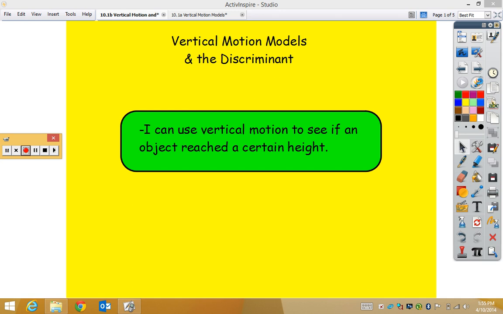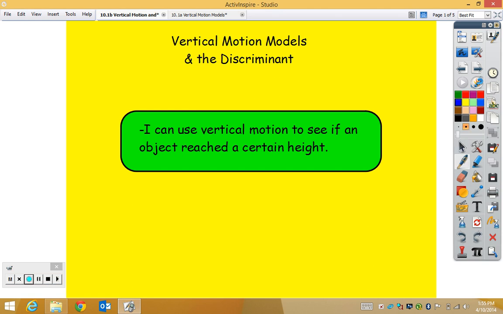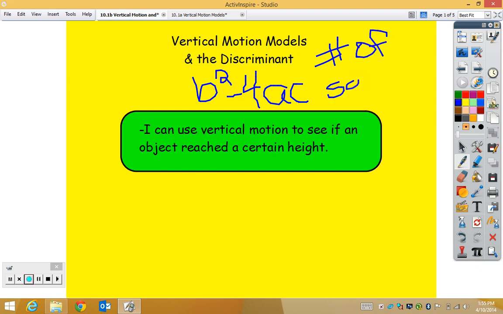So in this video, we're going to continue talking about vertical motion, but now we're going to talk about the discriminant. Remember, your discriminant is b squared minus 4ac. And really, the point of the discriminant is to tell you the number of solutions. So your objective is that I can use vertical motion to see if an object reached a certain height. In other words, we're going to see if there is a solution.